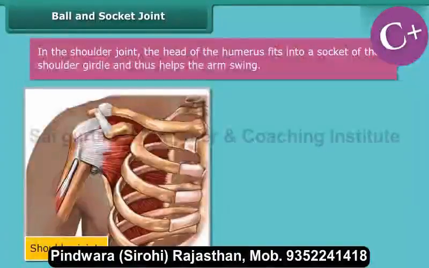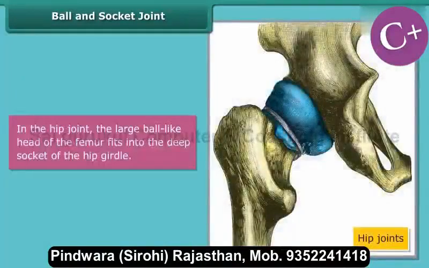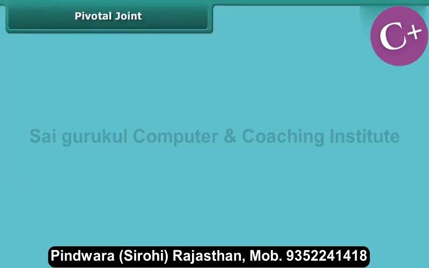In the shoulder joint, the head of the humerus fits into a socket of the shoulder girdle and thus helps an arm swing. In the hip joint, the large ball-like head of the femur fits into the deep socket of the hip girdle.